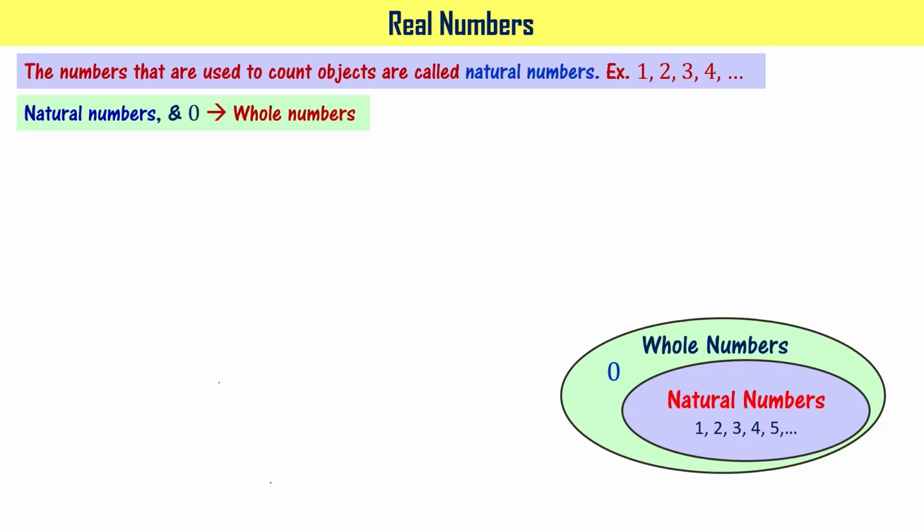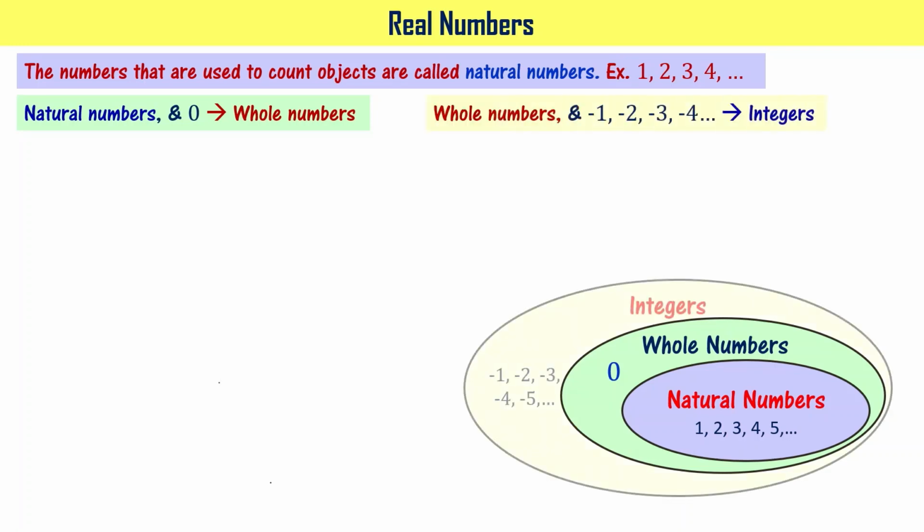Right? Now, if you group whole numbers along with negative numbers such as -1, -2, -3, -4, -5, -6, -100, and so on, then what you have is called integers. These numbers are called integers. Please note this point.